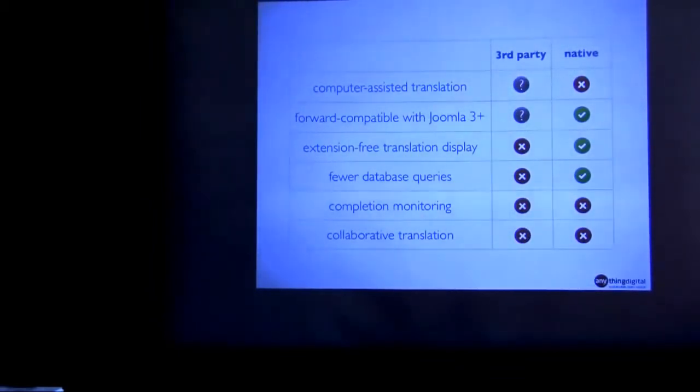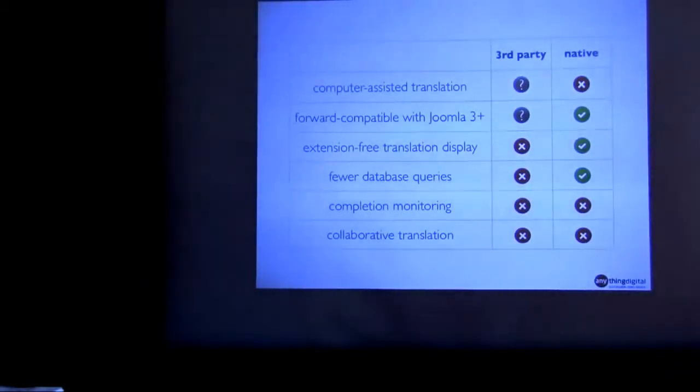Also, the extension-free translation display. So that sounds a little bit complicated, but basically this is what I mean. If you use a third-party tool to translate your content, you also need to use that tool to display that translated content to your end users. Okay, so it's like you have that extension running when you load your page, even for all your languages. For the native version, it's just native content, and all you've done is given a language flag. So you don't need any third-party extension, of course, to display native multilingual.